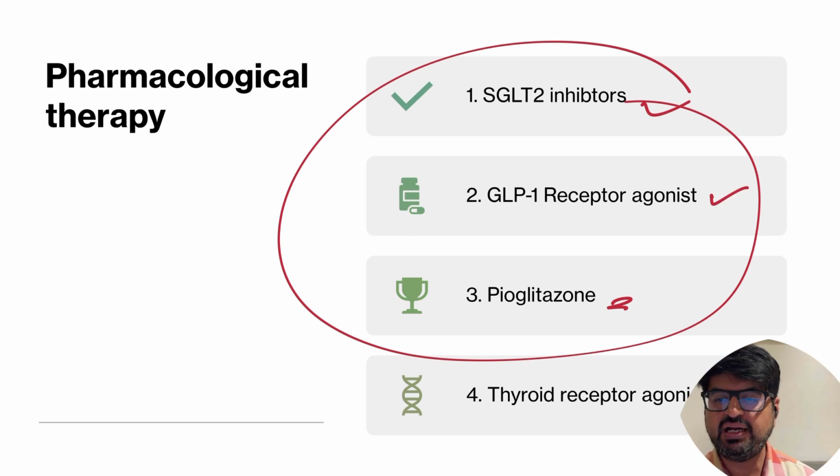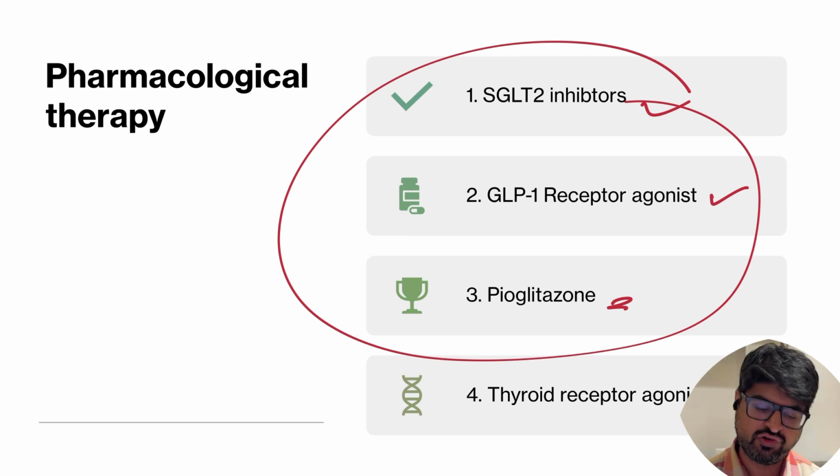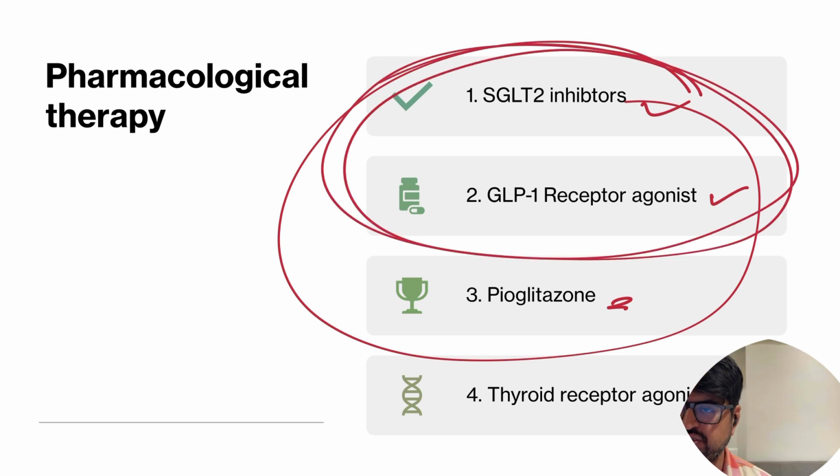See, in future, I am telling you, after 5 years, you are not going to hear about metformin, you will not hear about sulfonylureas. The only two drugs which will stand the test of time for a long, long time are these two drugs. Why? Because these two drugs actually reduce ectopic fat.